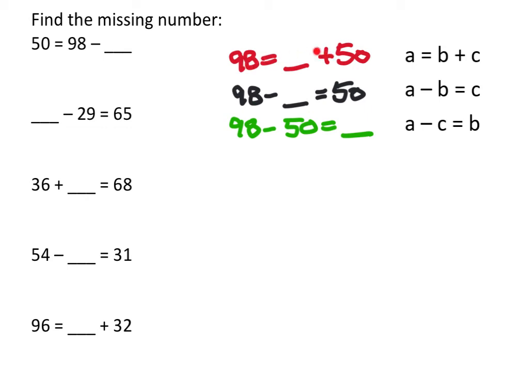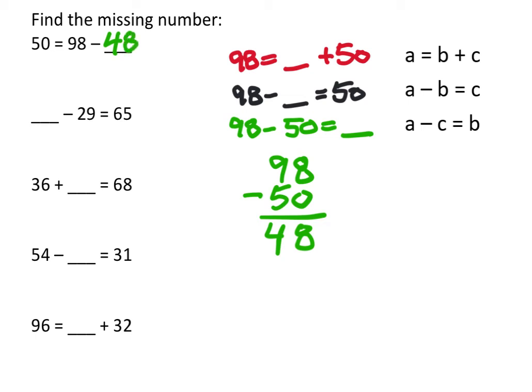We may ask ourselves, which of these three is going to help us the most? Well, if it gives us another blank with the operation, then it's no good. What we want is the two values being operated on each other. So that's the green one, right? 98 minus 50. And yeah, we can perform that operation right there. 98 minus 50. So 8 minus 0 is 8. 9 minus 5 is 4. So yeah, that would then fill in this empty space with 48.